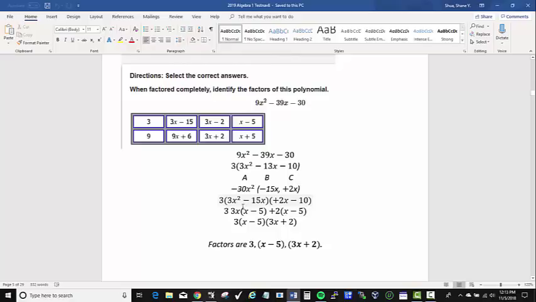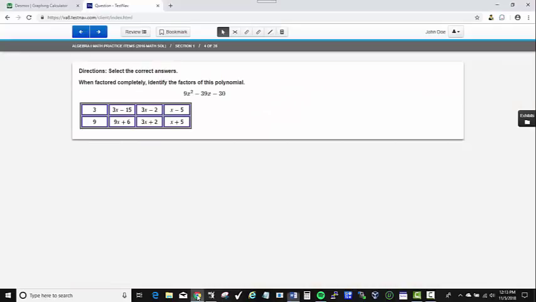Since x minus 5 appears in both parentheses, I know that is one of my factors. Then I simply take these two and put them together, the 3x plus 2, and then don't forget to bring down the 3, which I initially factored out in the beginning. So my factors are 3, x minus 5, and 3x plus 2, and I would simply highlight each of those. So my 3, my x minus 5, and my 3x plus 2.